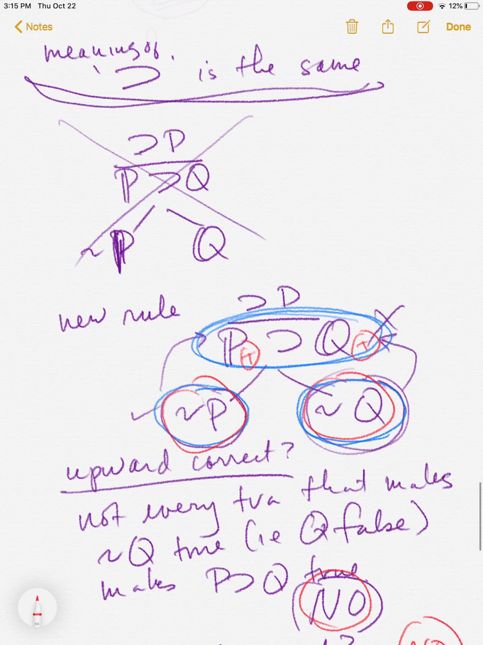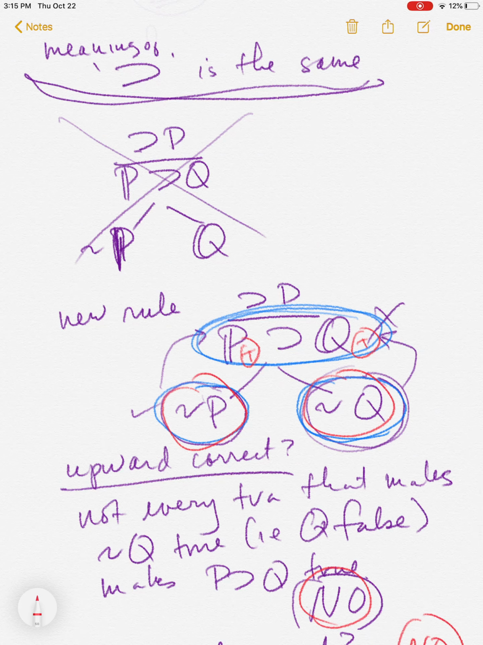Not that anybody would consider replacing this with that, but I just wanted to work through some examples of some rules that don't have all of the properties of being upward and downward correct, so you have a sense of what it means for rules to be upward correct.